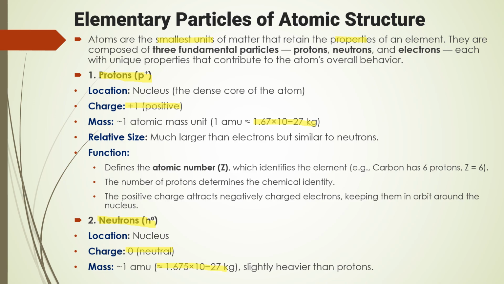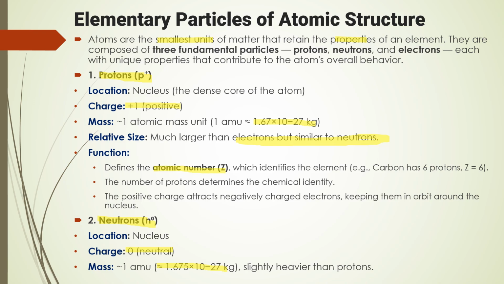And the mass of a proton is almost equal to one atomic mass unit, which is equal to 1.67 times 10 to the power minus 27 kilograms. And for the neutron, it is 1.675 times 10 to the power minus 27, slightly heavier than the proton, very slightly heavier. Now, what is the relative size?